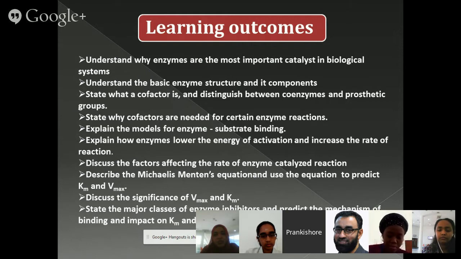Explain how enzymes lower the energy of activation and increase the rate of reaction. Discuss the factors affecting the rate of enzyme catalyzed reactions. Then describe the Michaelis Menten equation and use the equation to predict the Km and Vmax. Discuss the significance of Vmax and Km. State the major classes of enzyme inhibitors and predict the mechanism of binding and impact on Km and Vmax.